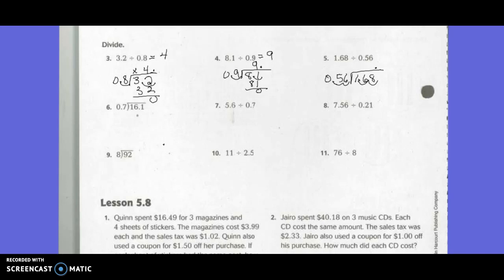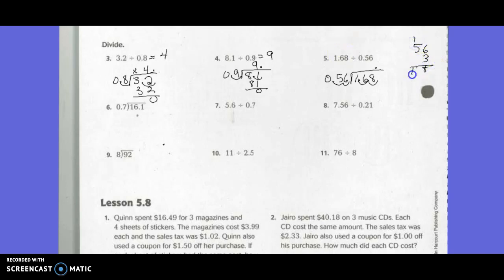So now we have 168 divided by 56. Does anybody know how many 56s are in 168? 3. Okay? Let's go over here to the side real quick and just work that, just to make sure.